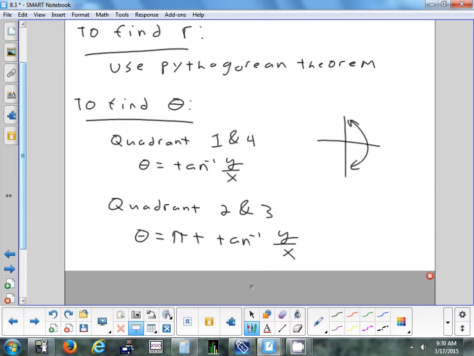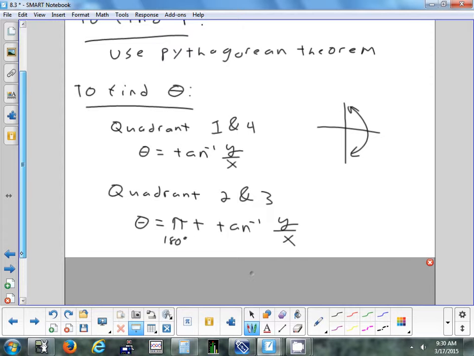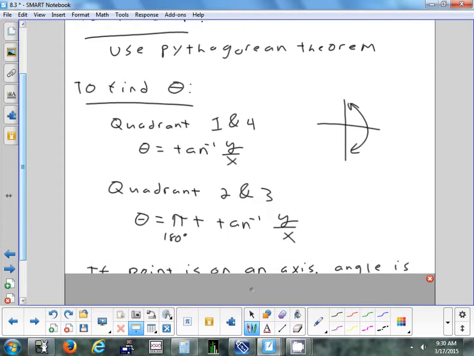So add pi if you're doing it in radians. Add 180 if you're doing it in degrees. Now, this still doesn't cover all the possibilities. Besides being in quadrants 1, 2, 3, or 4, where else could your angle be? Yeah, it could be on one of the axes. And it's particularly hard to deal with using this formula.